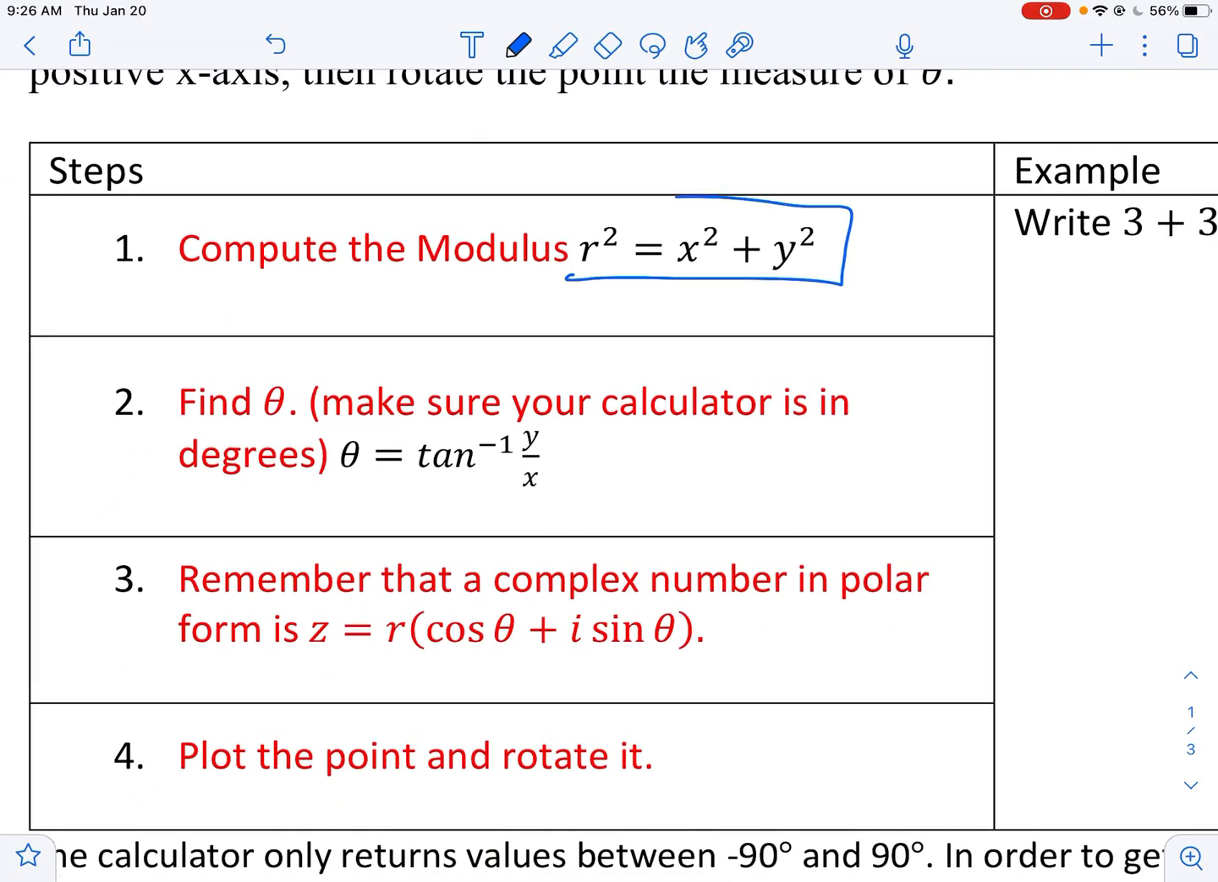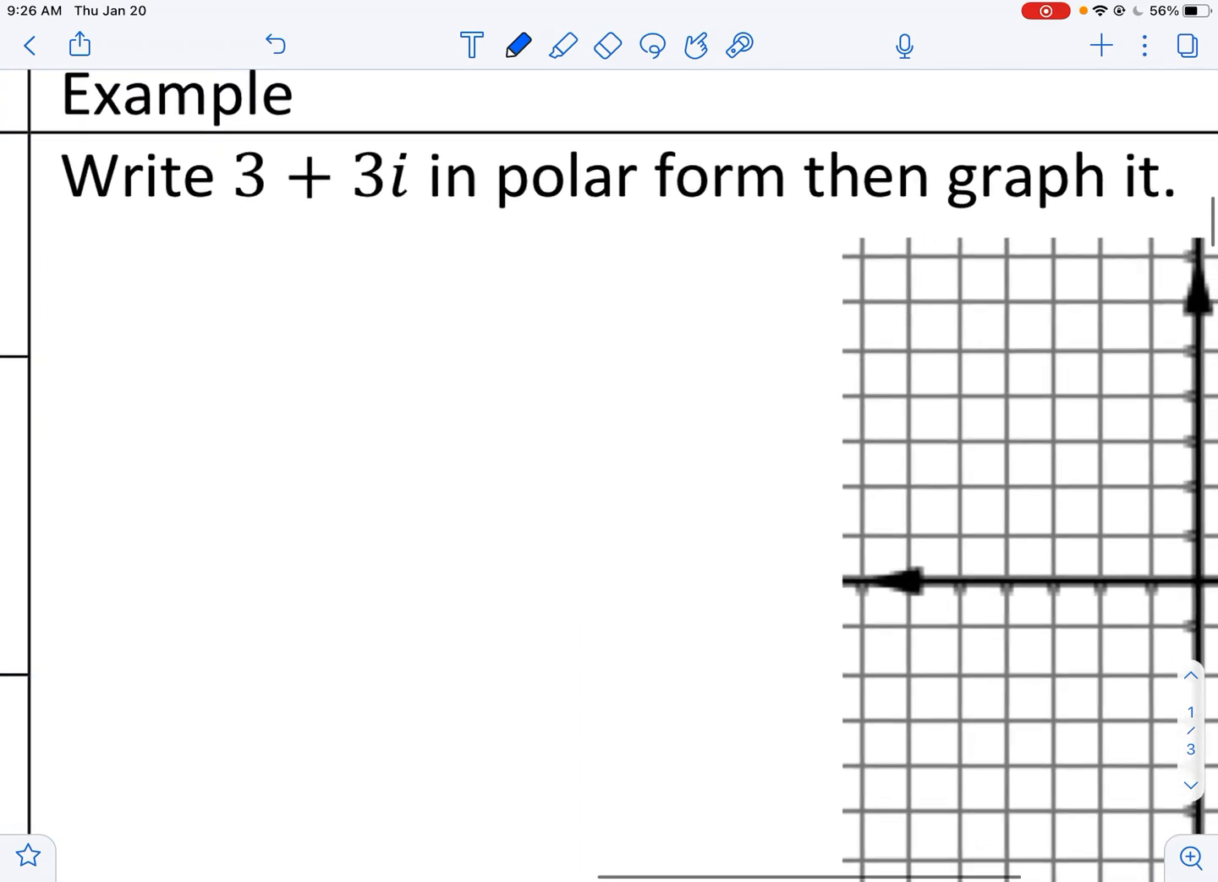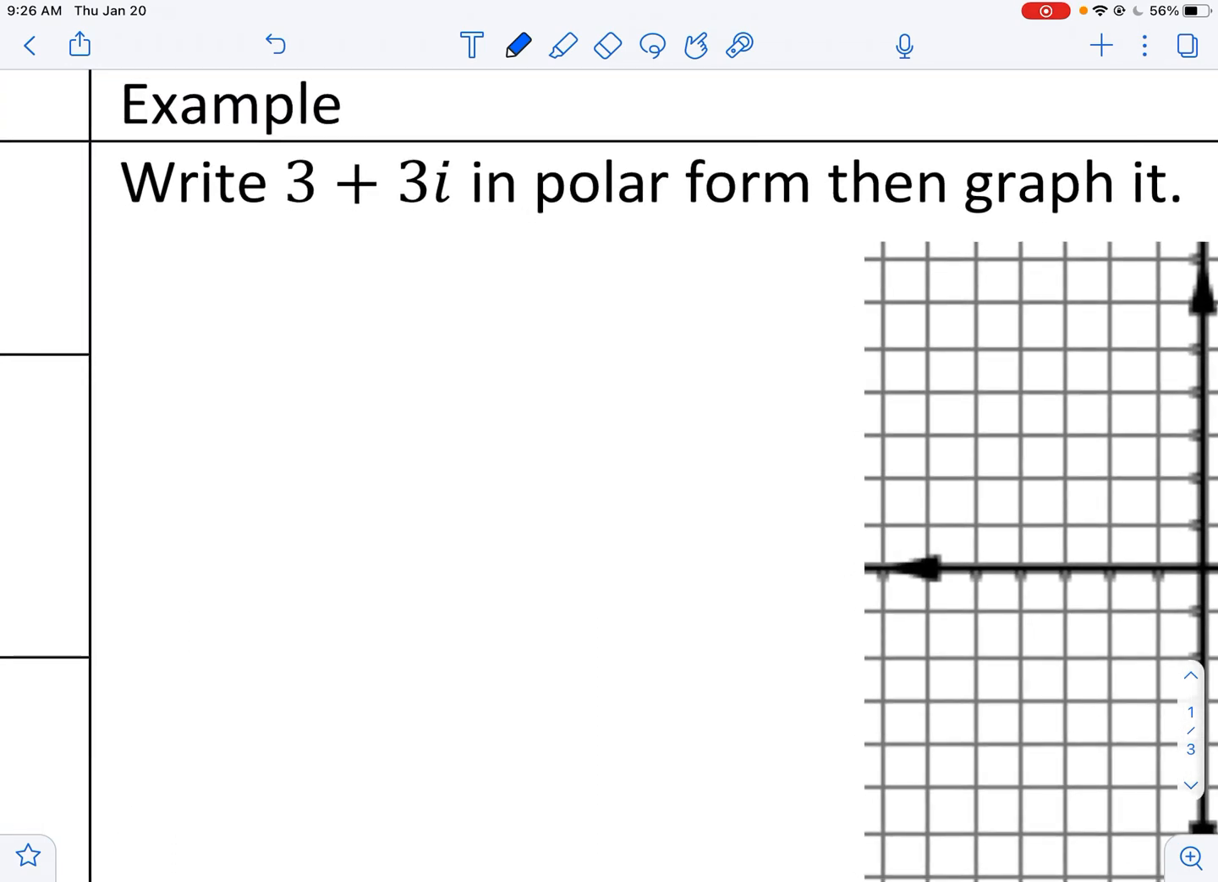You're going to compute the modulus using x squared plus y squared, and you square root it. You'll get the angle by using inverse tangent. And once again, you need to make sure your calculator's in degrees and make sure your angle is in the right quadrant. And then you're going to put it in this format. And that one has all the information you need for your polar coordinates for this complex number. So let's go ahead and do that. We're going to convert to polar form and then graph it instead of just graphing it straight away.